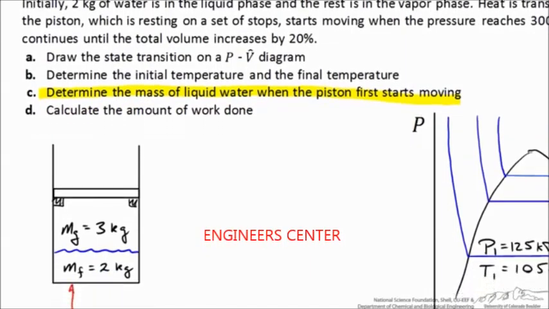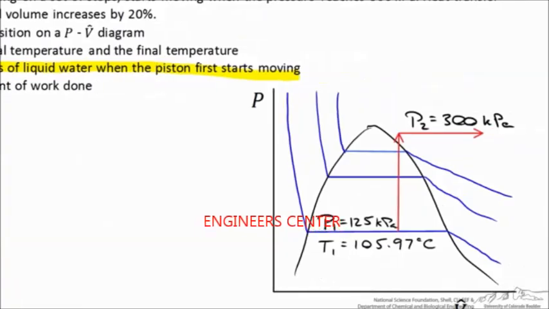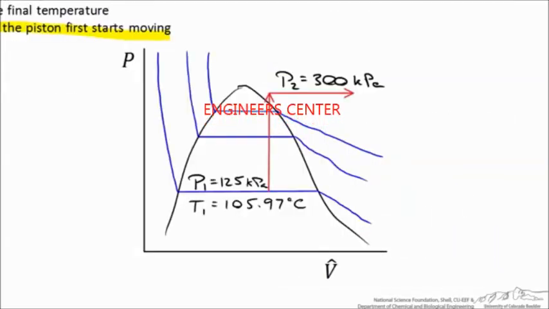first starts moving. So the way I've drawn this PV diagram, the temperature rose, and it rose until it was outside the two-phase region. So this diagram would suggest that all of the water had boiled off before the piston started moving upward. So we'll try to confirm that. And one way we can do so is we know the pressure.